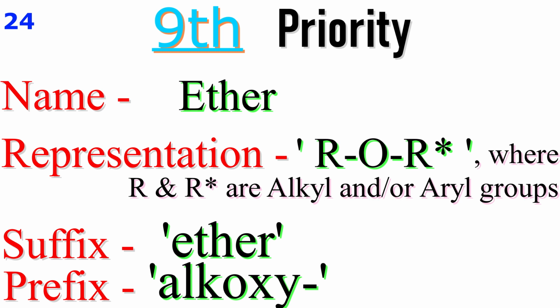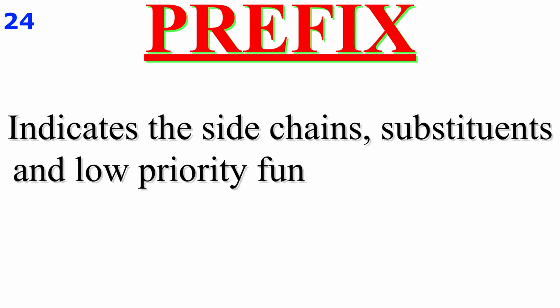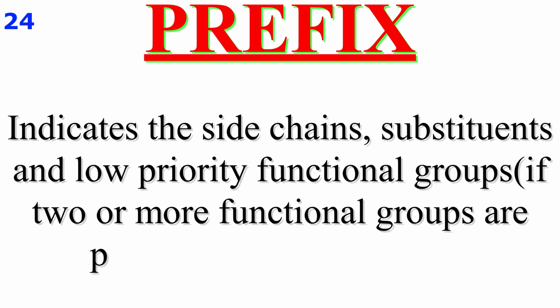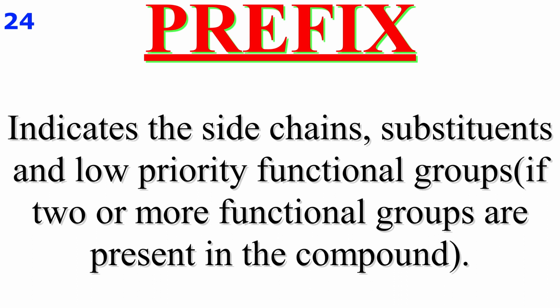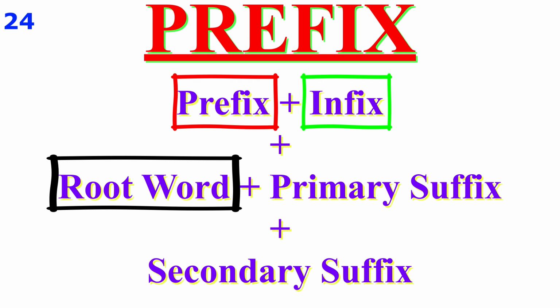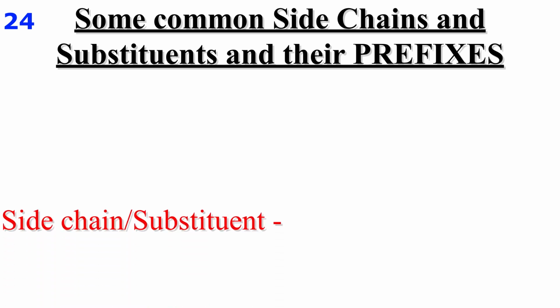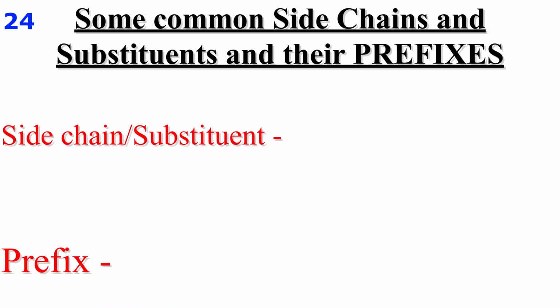Okay, friends. Now prefix. The prefix is used to indicate the side chain, substituents and low priority functional groups which are considered as substituents. The prefix may precede the word root or the infix of the IUPAC name. The prefixes used for some side chains and the substituents are shown at present on your screen, friend.